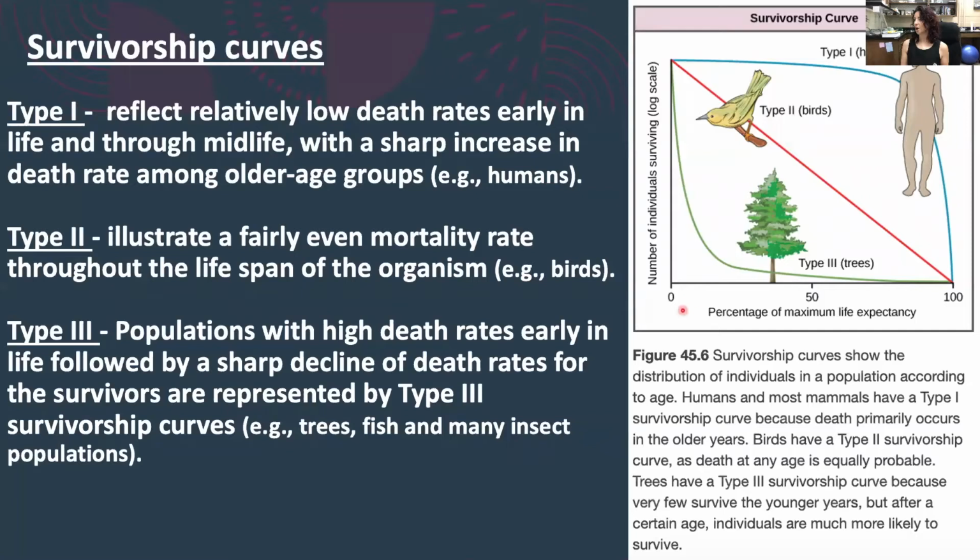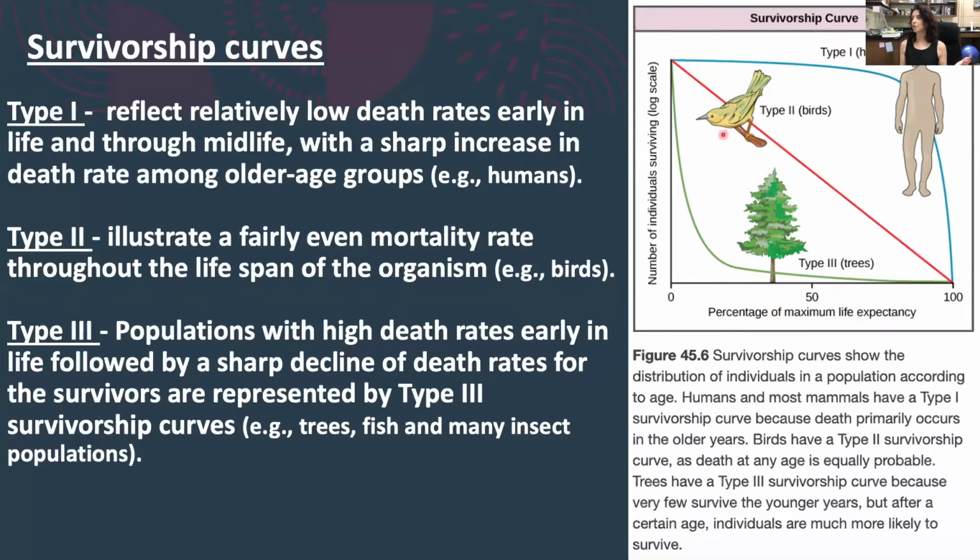So here we have on this chart here, the x-axis, percentage of maximum life expectancy, and the y-axis is the number of individuals surviving on a log scale. So here we have a human representing that type 1 survivorship curve. Here we do not experience rapid mortality early in life. When we get to about midlife, that's when things start to decline and crash as we get to that maximum life expectancy here. Type 2 illustrates a fairly even mortality rate throughout the entire lifespan of the individual.